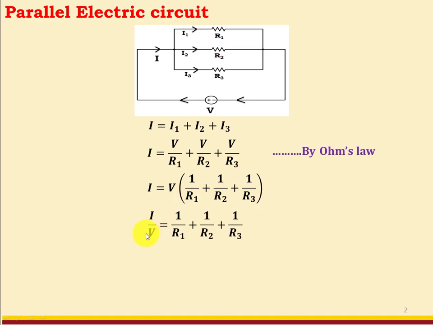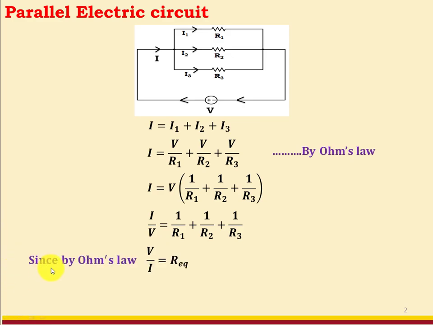Now we can take this V to the left hand side. Now what is I by V here? We know that by Ohm's law, voltage is equal to current into resistance, or voltage upon current is the resistance. Now which resistance will this be? Here we have taken the total supply current I, and in the denominator we are taking the total supply voltage V. So if I take V upon I, then it will be the total resistance or R equivalent.